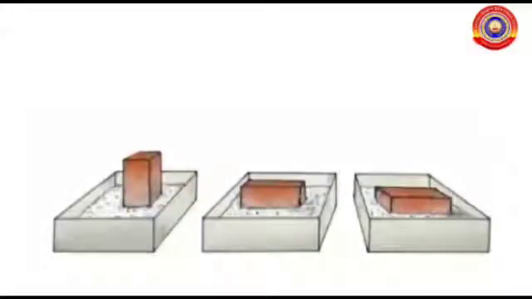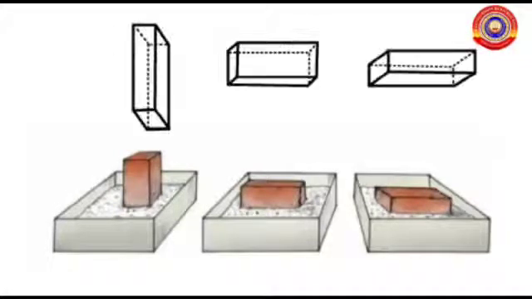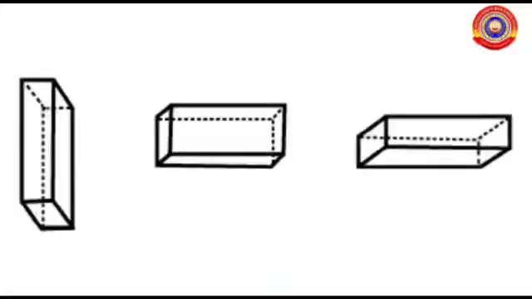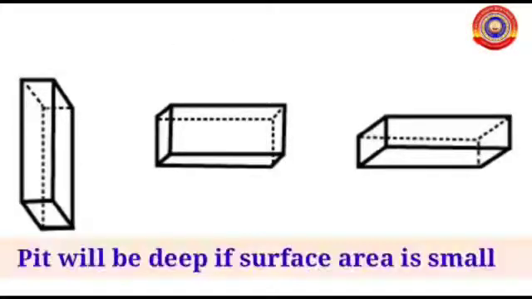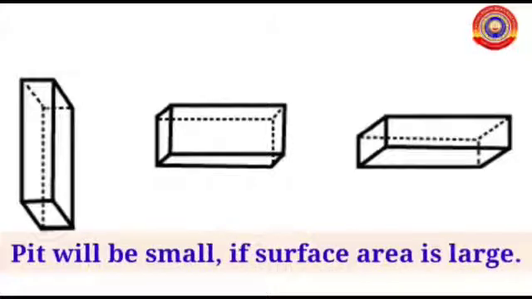Let's go back to the activity. We are placing the brick in 3 different positions. That means the surface areas of the brick in contact with the lime powder are different. The pit formed will be deep if the brick hits the lime powder with the face having smaller surface area. Like this, if the surface area of the brick in contact is larger, the pit formed will be smaller.